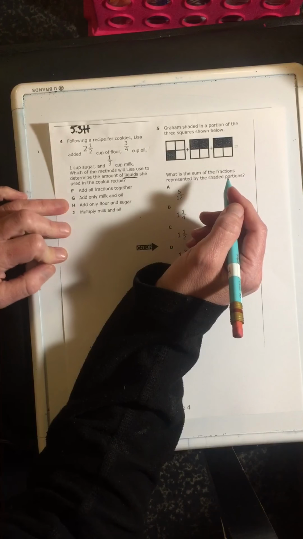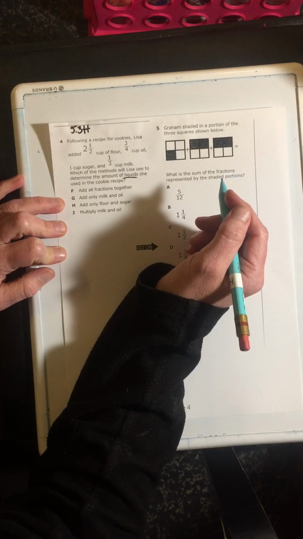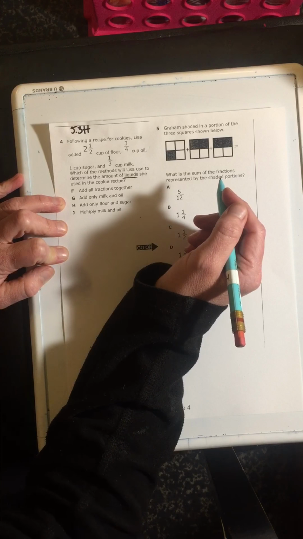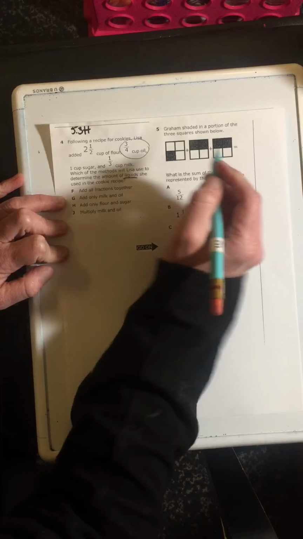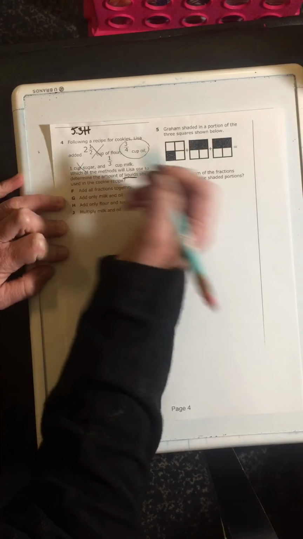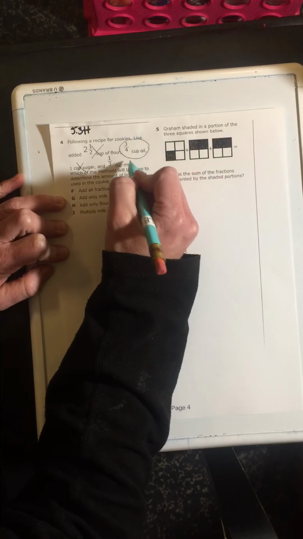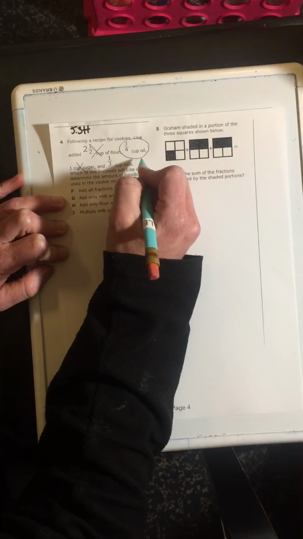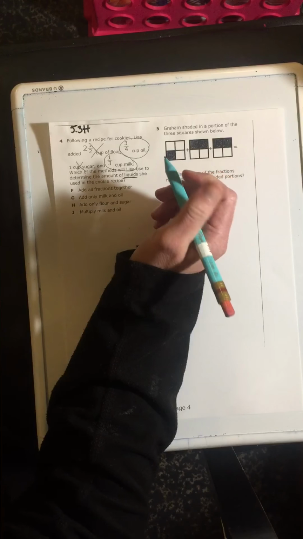So is flour a liquid? You're correct, it is not a liquid. Is oil a liquid? Yes, so oil is a liquid, okay? Sugar, is sugar a liquid? It is not. So flour is not a liquid and sugar is not a liquid. And then we have milk. Is milk a liquid? Yes, milk is a liquid. Very good. So we have 2 liquids here.